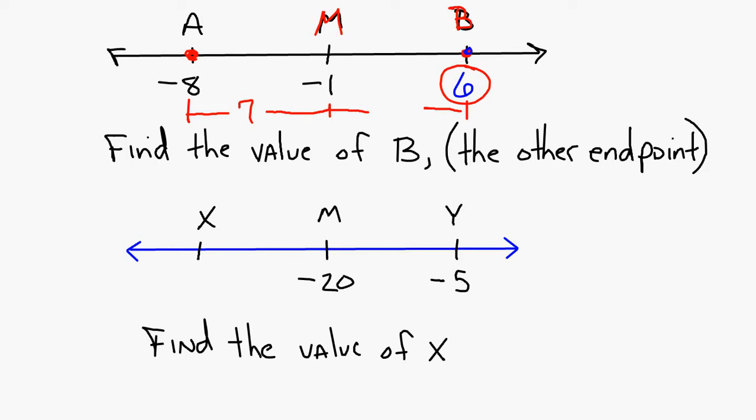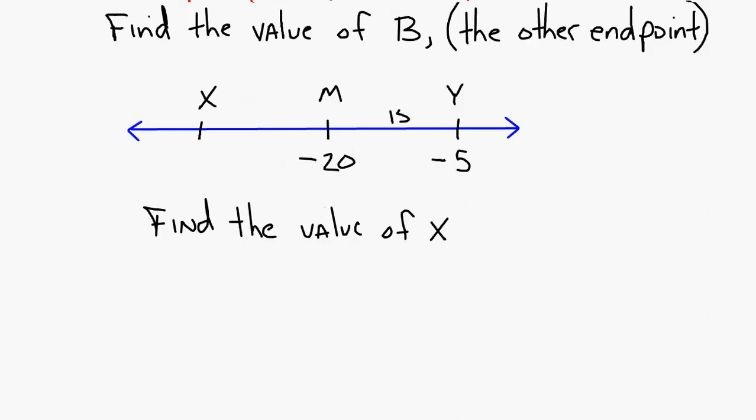If Y is the end and M is the middle, how many did we move to get to the middle? 15. Did we go up or down? Went down, right? Because it went bigger in the negatives. So we went 15 that away. So how many more do we got to go? That away. Okay, so negative 20 minus 15. 5.